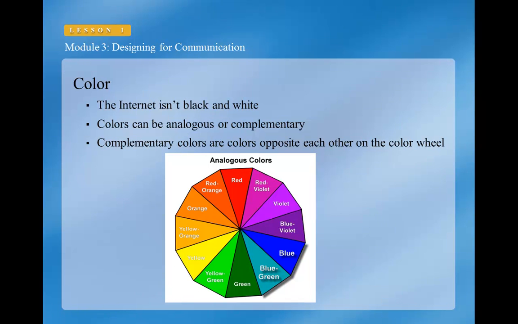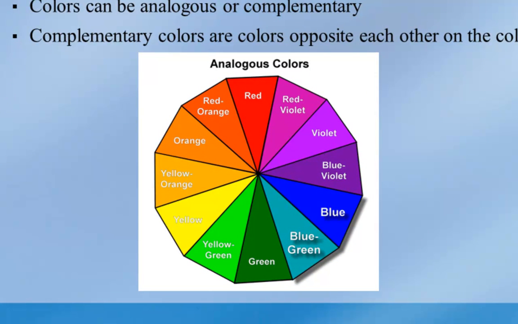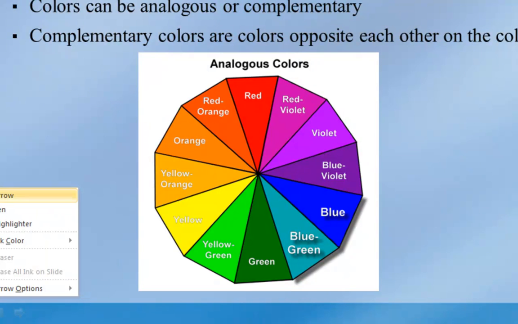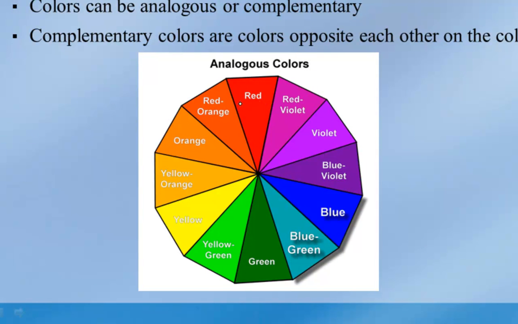Colors can be analogous or complementary. Complementary colors are opposite each other. So for example, the red is opposite the green. These two are opposite each other. It's hard to see the red on red. Yellow and the blue-violet are complementary colors. When you're creating a website, you should choose colors that create contrast with each other, and make sure that the text is easy to see with the background.